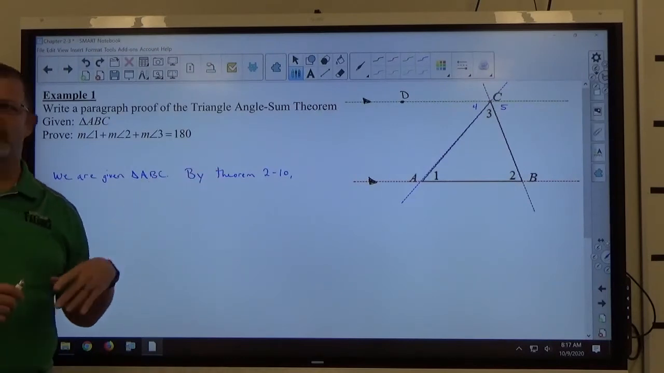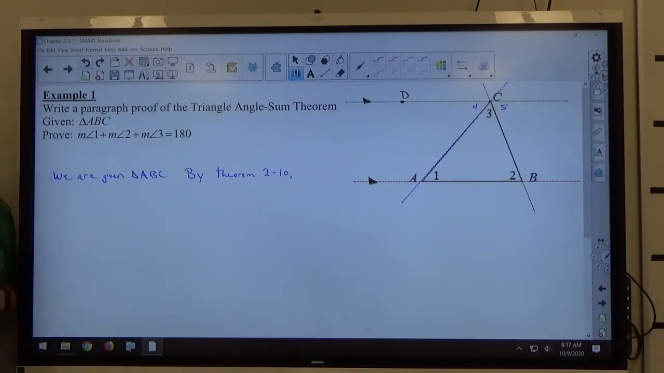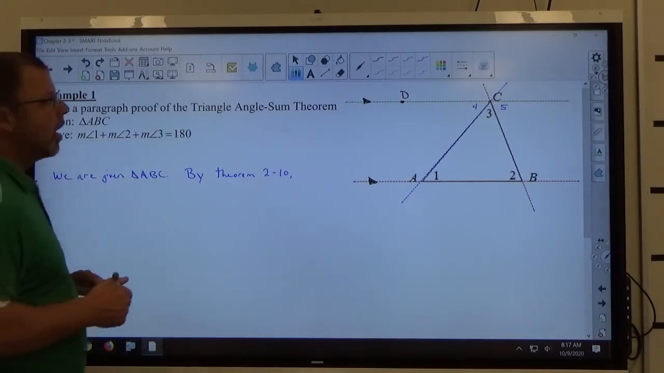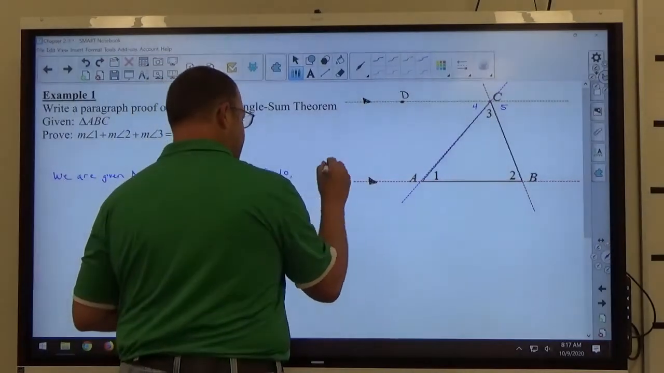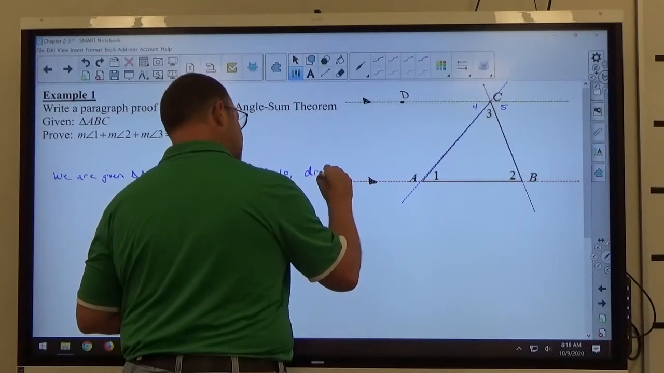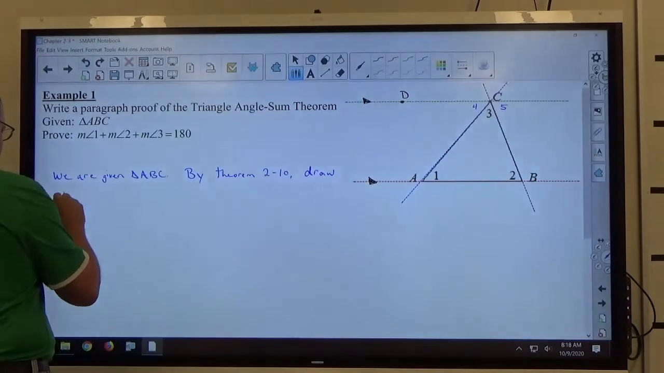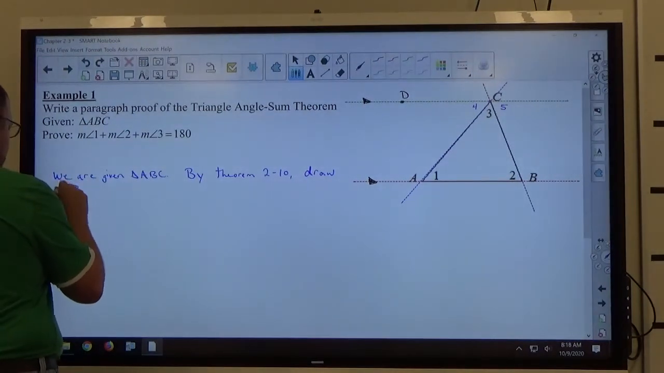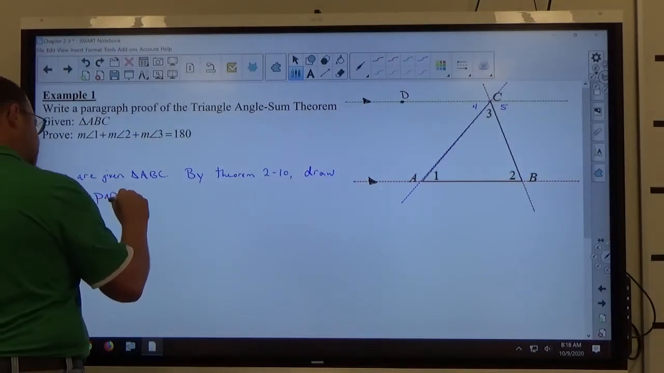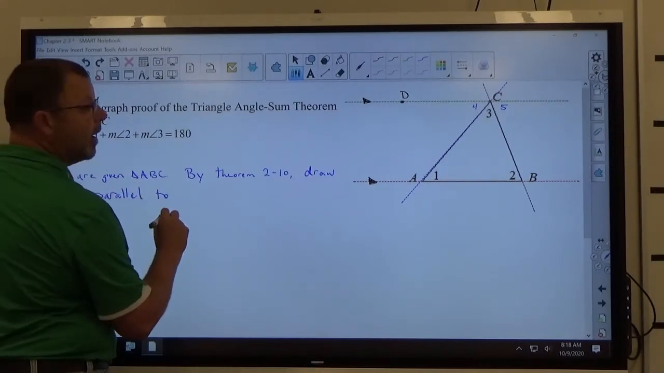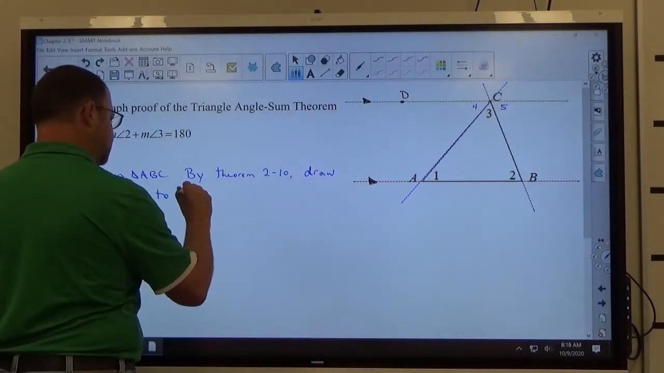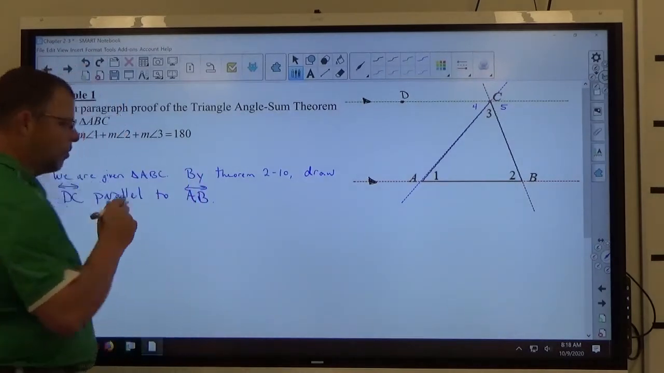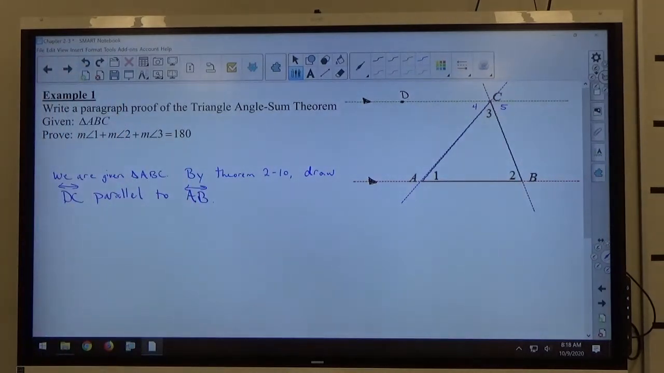That'll be sufficient. If I was writing a more formal proof, I'd want to write that since you can only draw one parallel line through a point off a given line, then you can do that. But Theorem 210 is sufficient here. I'm going to say, draw line DC parallel to line AB. That's what Theorem 210 says we're allowed to do, so we're going to do it.